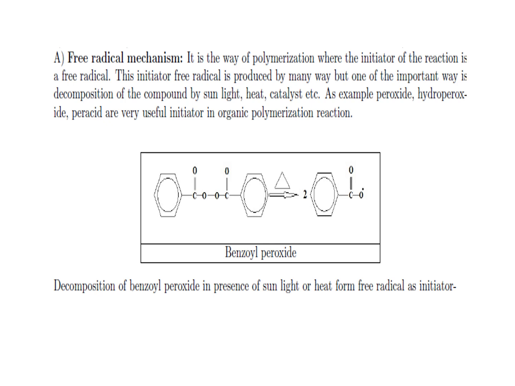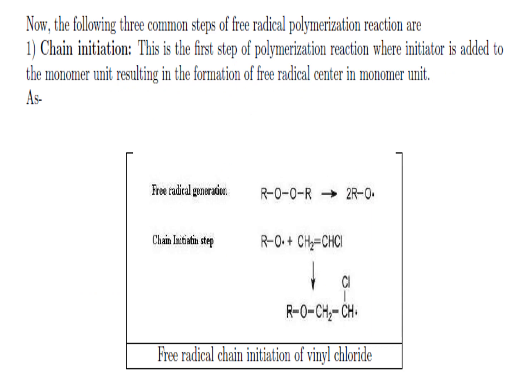So here is a case of benzoyl peroxide. Decomposition of this benzoyl peroxide in the presence of sunlight or heat forms a free radical as initiator. Now the following three common steps of free radical polymerization reaction are as we went through. First is chain initiation, the starting step. This is the first step of polymerization reaction where the initiator is added to the monomer unit, resulting in the formation of a free radical center in the monomer unit.